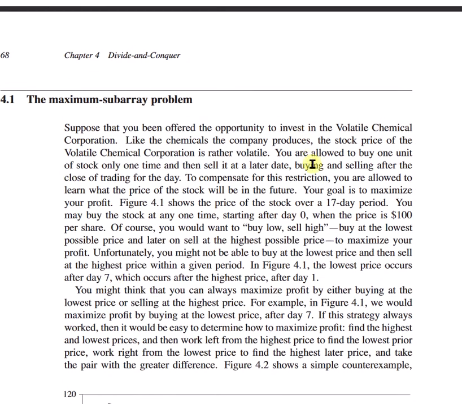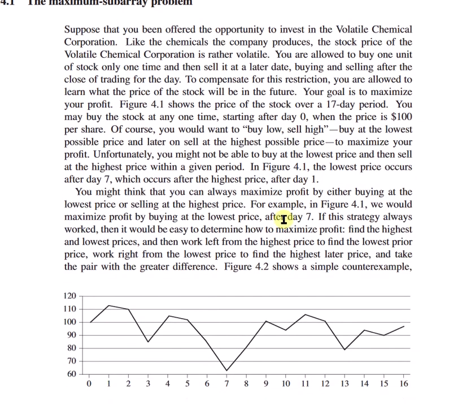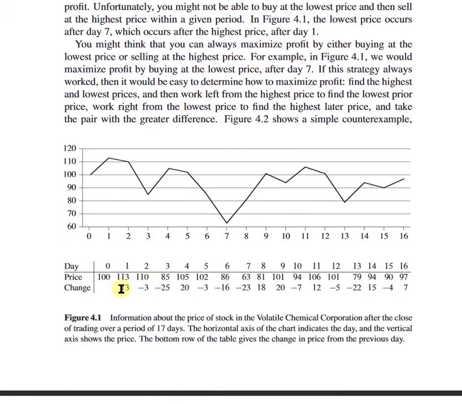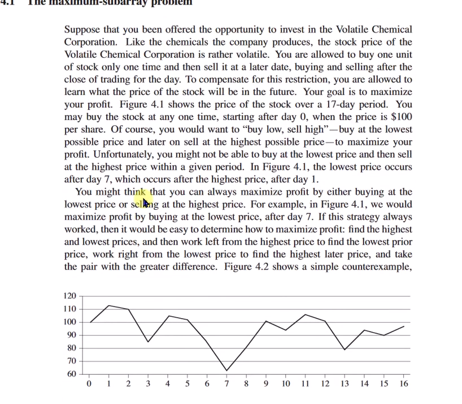Your goal is to maximize your profit. You can't buy on any day and sell at an earlier day, but you can sell at a later day, and you can only buy one stock per day. So what it means is this profit, this 13, is just for 1 unit. You may buy the stock at any one time starting after day 0, when the price is 100 per share. Of course, you would want to buy low, sell high, buy at the lowest possible price and later on sell at the highest possible price to maximize your profit. But unfortunately, you might not be able to buy at the lowest price and then sell at the highest price within a given period.